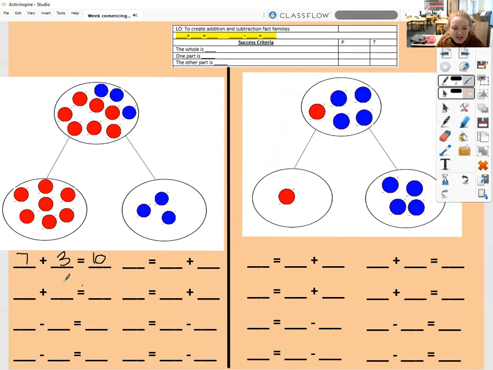Let's have a look at that again. So again, it's an addition. So my whole, I know, is 10. And I'm going to swap my parts over. So instead of saying 7 plus 3, I'm going to say 3 plus 7. Fantastic. Now we're on subtraction.